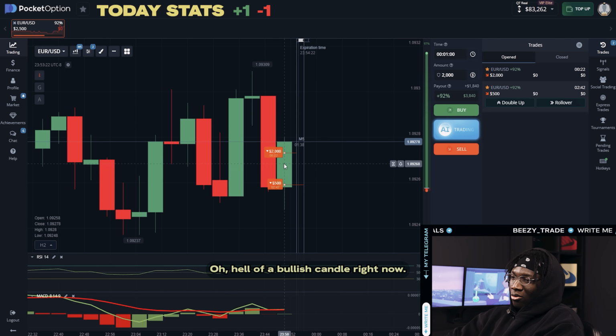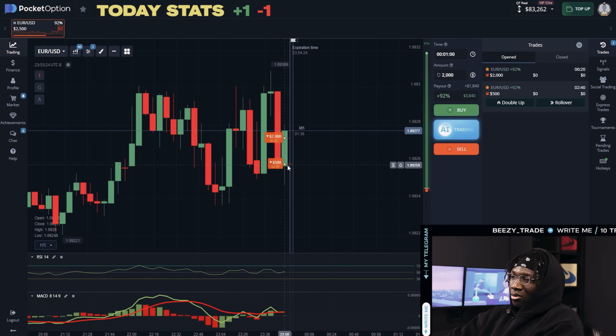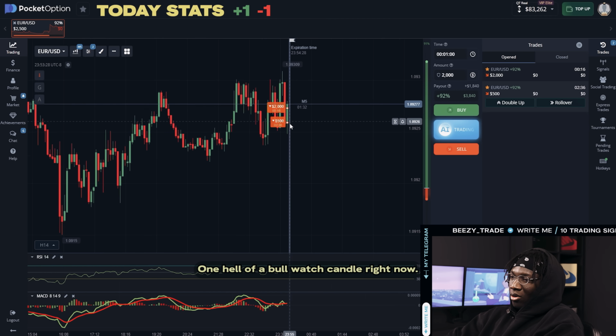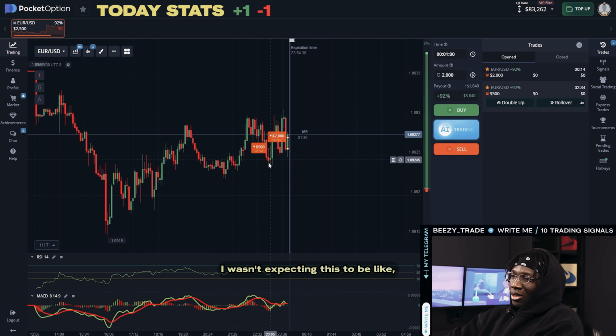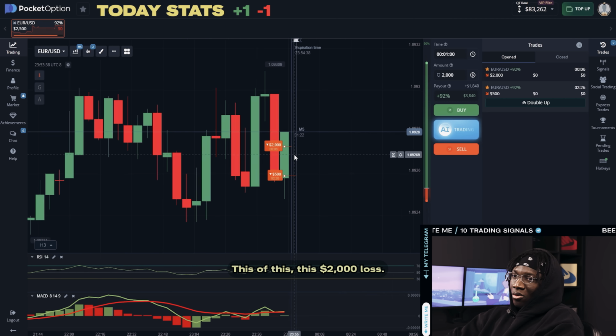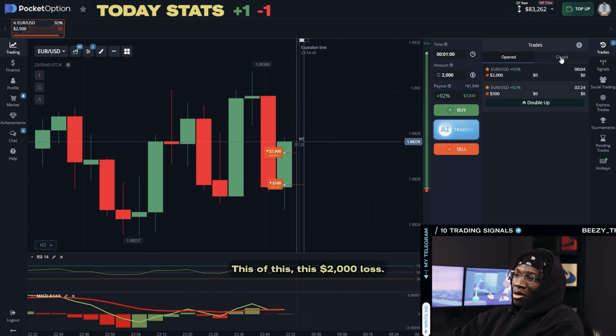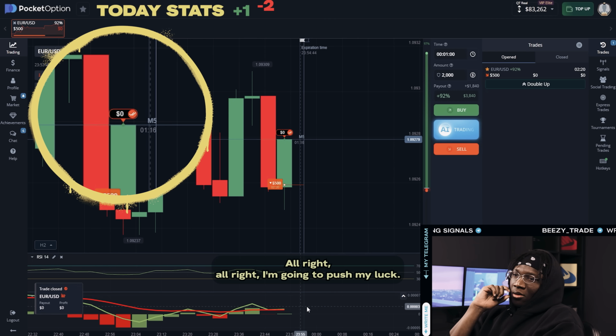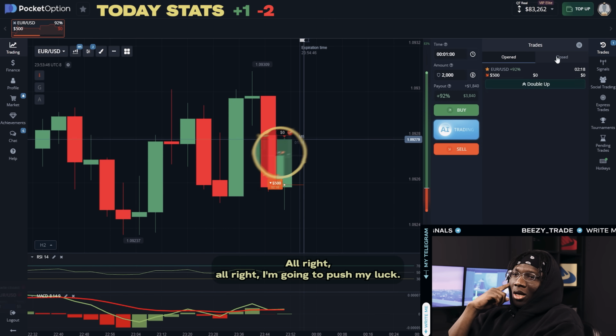One hell of a bullish candle right now. I wasn't expecting this to be like that. All right, that's awful. That's awful. That's this $2,000 loss. All right, I'm not gonna push my luck.